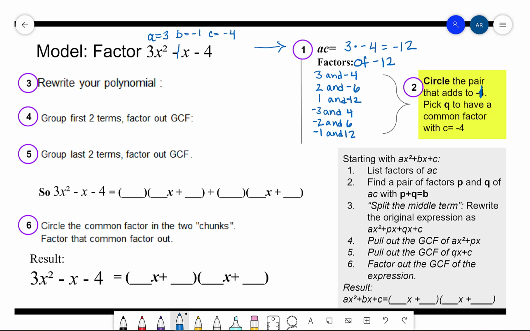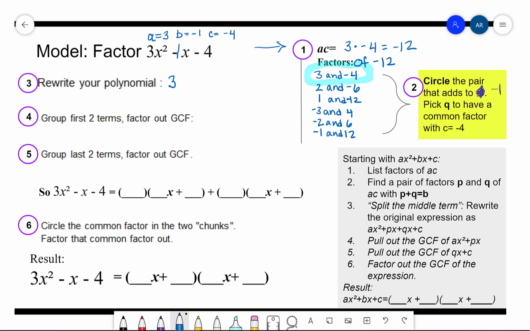Now, similarly to my goal when we were doing the single coefficient of 1 on the x squared term, my goal is to get the coefficients to add to the coefficient on the x term. So I'm looking to add to negative 1. Which of these pairs adds to negative 1? Oh, that would be 3 and negative 4. 3 plus negative 4 is negative 1. So I know that I'm going to split the polynomial up, instead of writing negative x, I'm going to write 3x plus negative 4x.